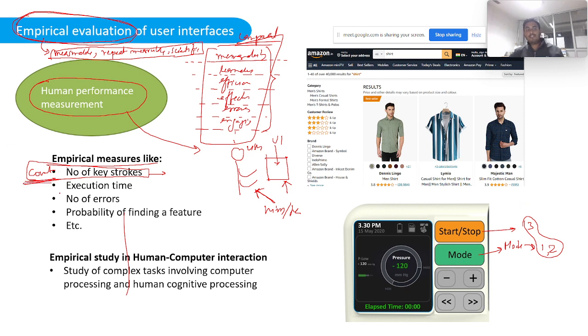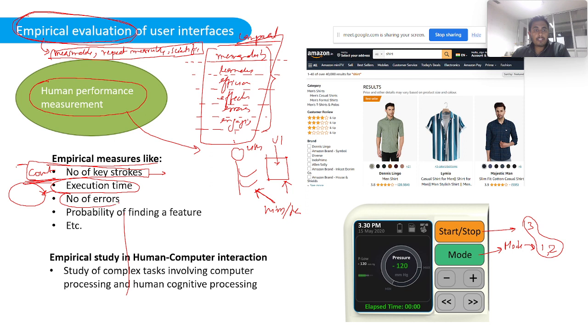Okay. Then execution time. Instead of counting the keystrokes, we can also count the time. If we give a user this particular device and ask him to operate a certain function, and we see how much time that person takes at the end of the task, then we can analyze that this particular task needs a lot of time, or this interface is complex, which is why he requires so much time. Those are some ways we can empirically measure a user interface.